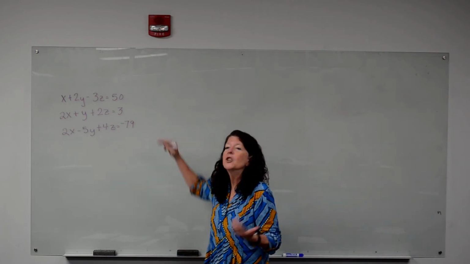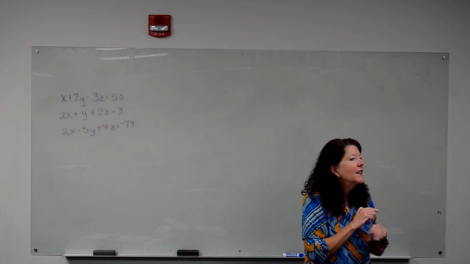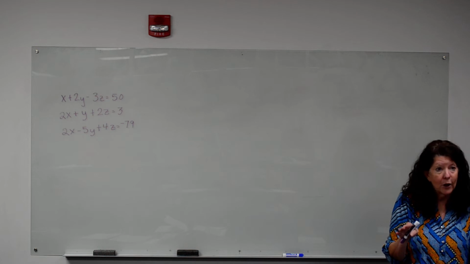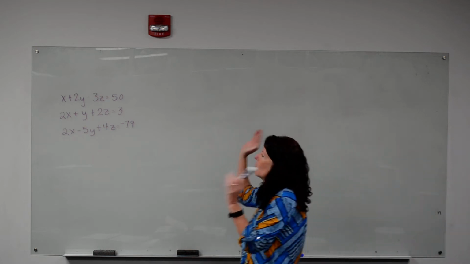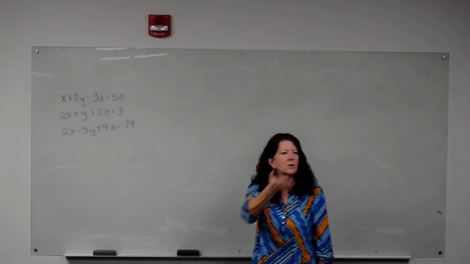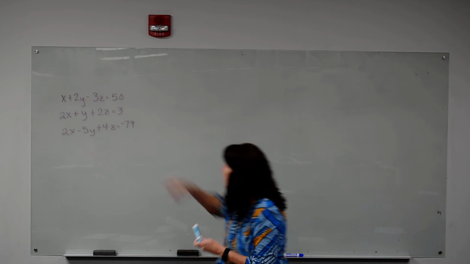Then we'll take 2 other equations and we will eliminate out the exact same variable that we already eliminated out of the first 2 equations. Okay, so let's pick 1 and 2, okay? So we're gonna do that equation.